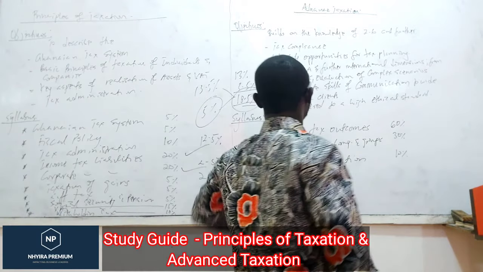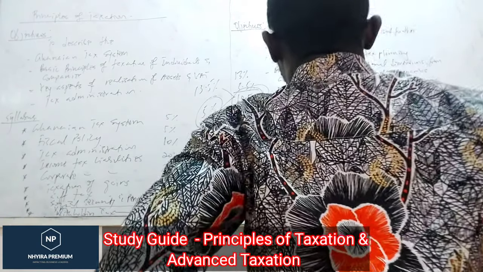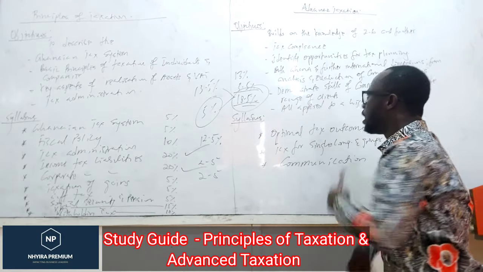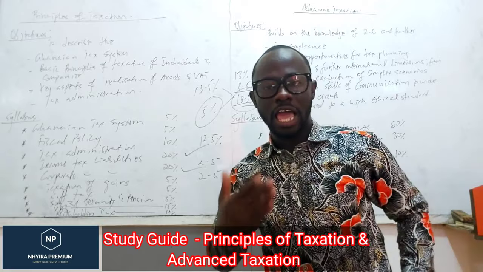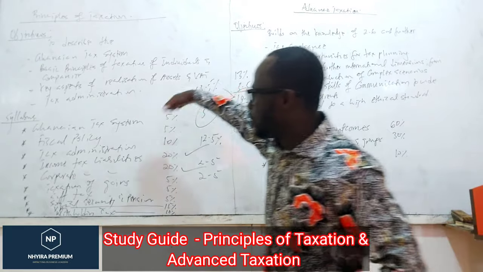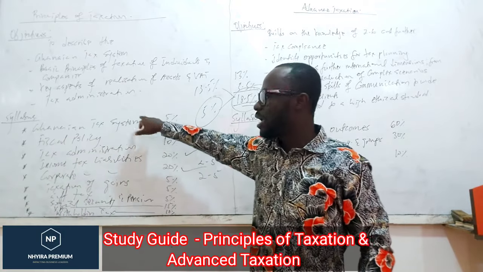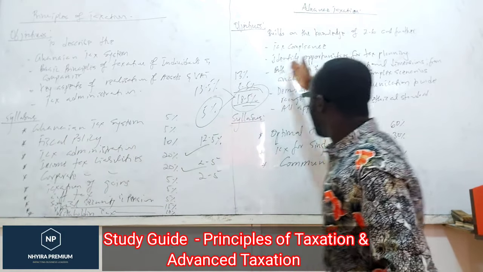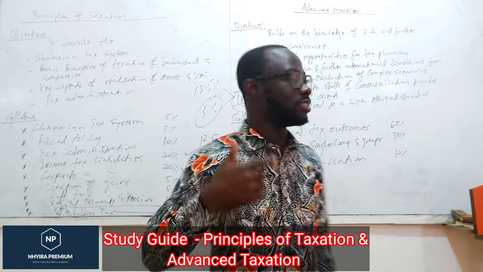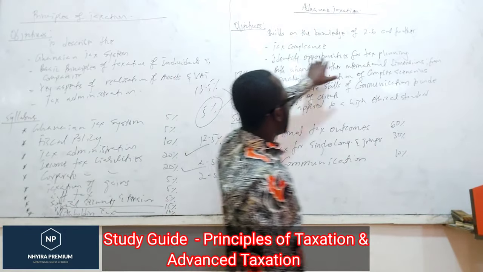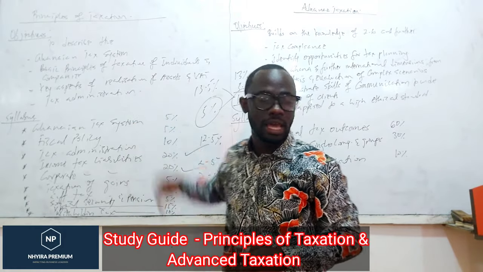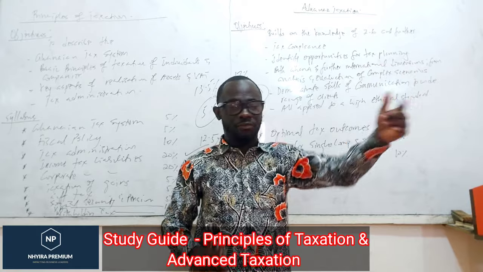So let's look at the objectives of this paper. The objective of this paper is to build on the knowledge of paper 2.6 and further equip students with the ability to deal with tax compliance. Remember, there was some introduction to tax compliance in the Ghana tax system. But here, we're going to be taking it to the next level. How do we ensure tax compliance? Then, identify opportunities for tax planning. Remember, there was some introduction to tax planning. But here, you're going to be taking it a step further.